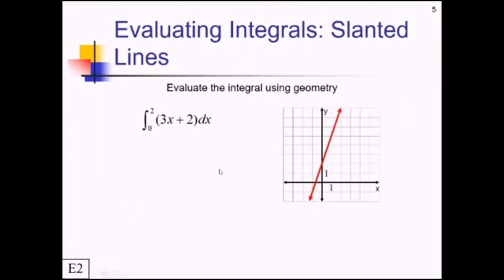Here's another example. Pause the video and give this one a shot. All right, so this one we want the integral from 0 to 2 of this line. So let me just shade in what we're finding the area of. So we're going from 0 to 2. So this is a trapezoid under here.